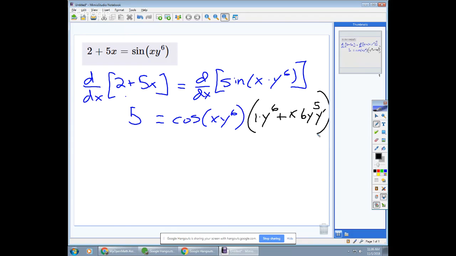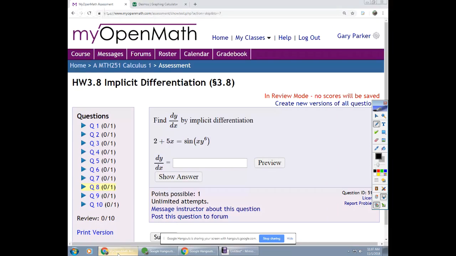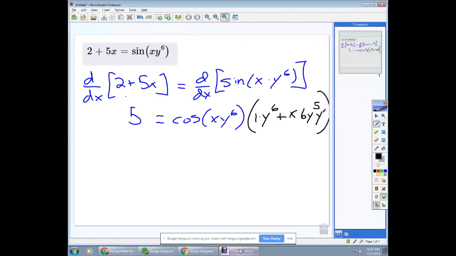All right. So from here, my goal is to solve for y prime, and then I'm going to find dy dx. I have two options. I could break this multiplication of the cosine by dividing by the cosine, or I could distribute it through.